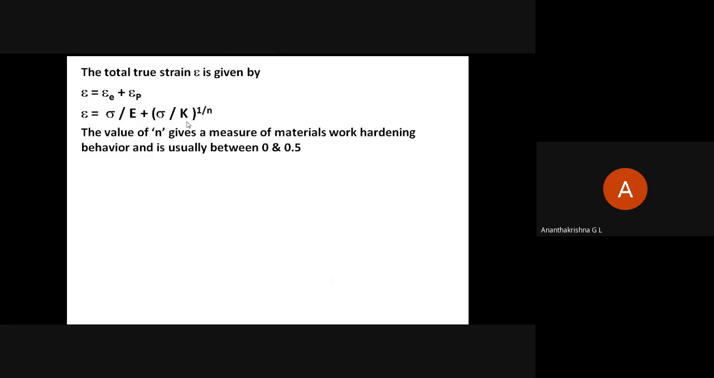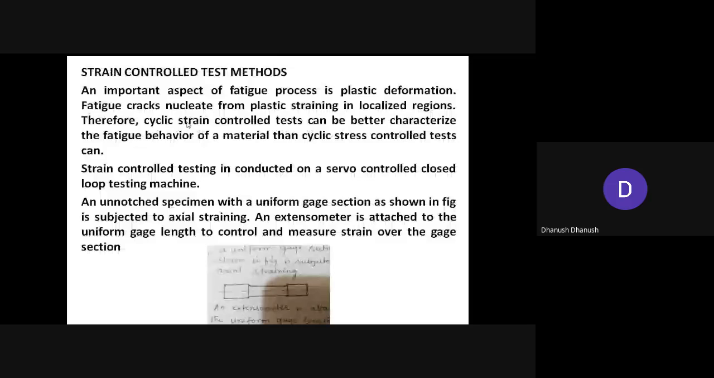Note it down. Yes, sir. We'll move to the next topic.